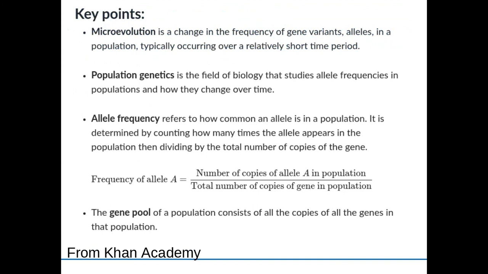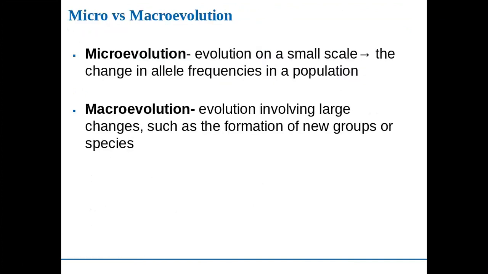And then finally, the allele frequency is going to be referring to how common a particular allele is in the population. And then the gene pool is all of the copies of the gene in that population.